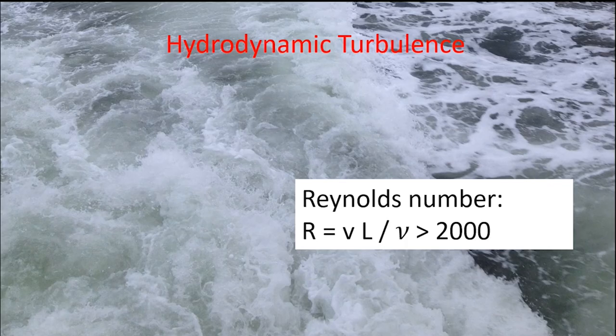A dimensionless number called the Reynolds number, the advection term divided by the viscosity term, is used to indicate whether a flow is turbulent or not. If the Reynolds number in a hydrodynamic flow is larger than roughly 2000, then the flow usually assumes turbulent properties.